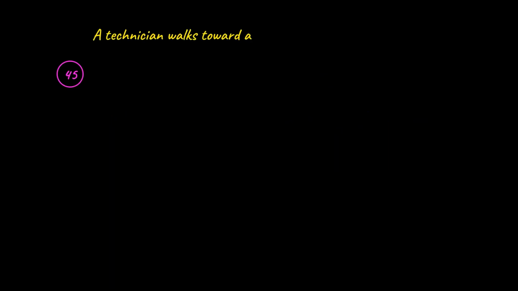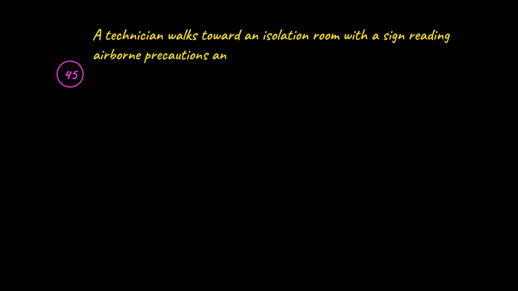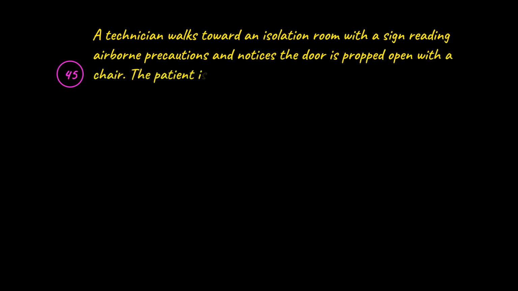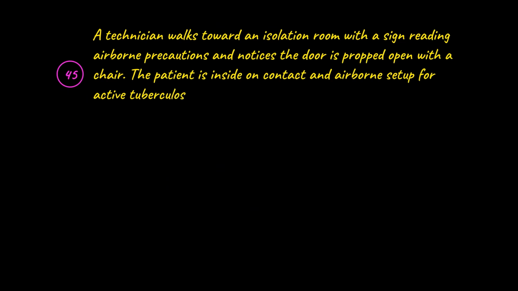Question 45. A technician walks toward an isolation room with a sign reading airborne precautions and notices the door is propped open with a chair. The patient is inside on contact and airborne setup for active tuberculosis. What is the most appropriate immediate action?